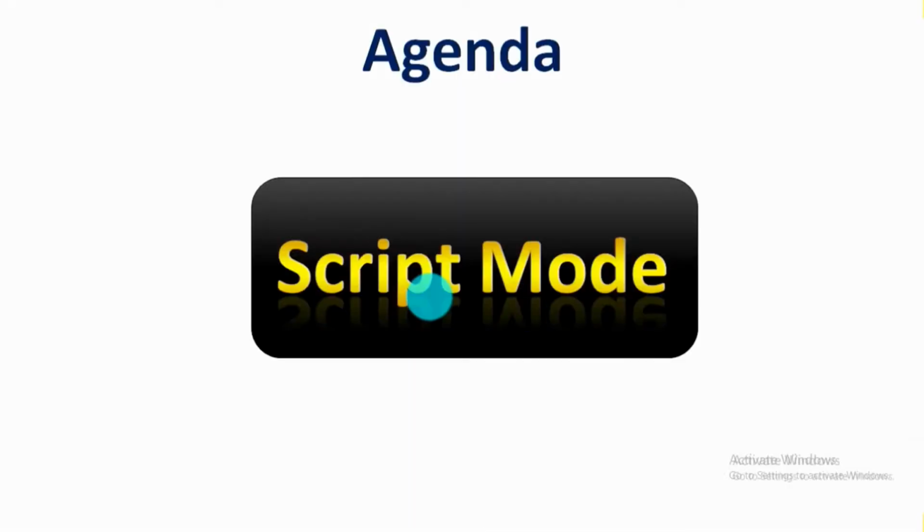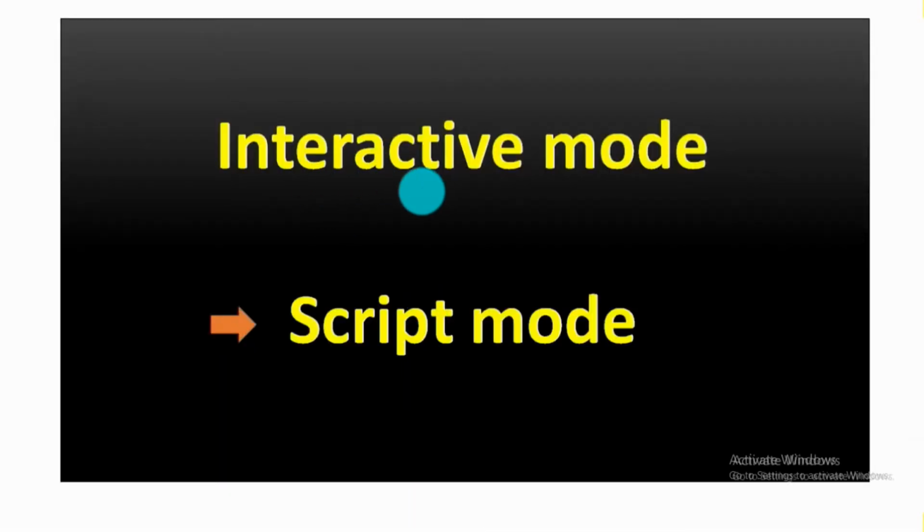So guys, in the last session we were discussing interactive mode, but the main problem in interactive mode is that the Python interpreter only interprets a single line at once. That's the biggest drawback of this mode. For executing n number of lines with multiple operations, all you need is to use script mode. So let's see what script mode is.